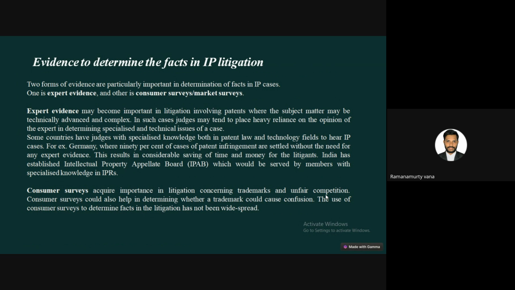Next, the second evidence is consumer surveys. These surveys are used in the litigation of trademark and unfair competition. This consumer survey could also help in determining whether a trademark could cause confusion or not. So if anyone infringes, then the court looks into the consumer's side, whether this creates any confusion or not. If it creates confusion, then the judge will rely on the evidence of the consumer survey. So expert evidence is more reliable compared to the consumer survey.